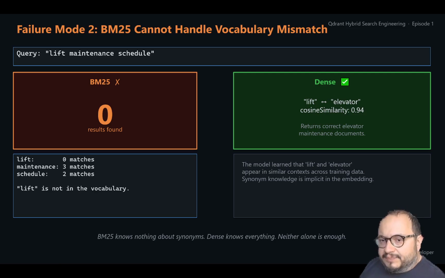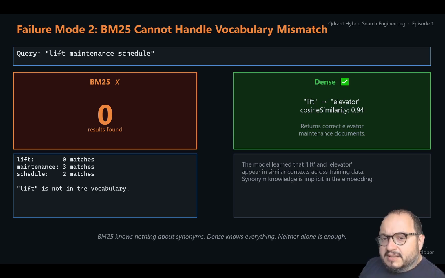Classic example: you have a building maintenance knowledge base. A user searches for lift maintenance schedule. But every document in your database uses the word elevator, because the system was written by American engineers. BM25 returns zero results. The documents exist. The information is there. The user just used a different word. This is the vocabulary mismatch problem. It is not solved by adding synonyms to the query. That is a patch that breaks as soon as you hit a domain with enough jargon.